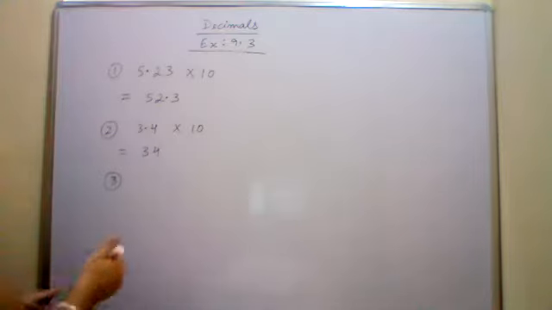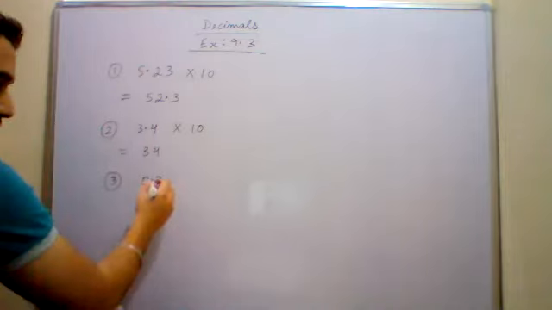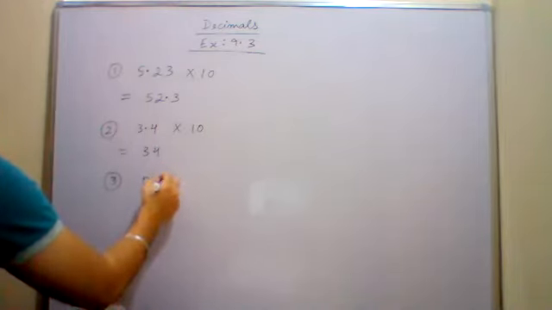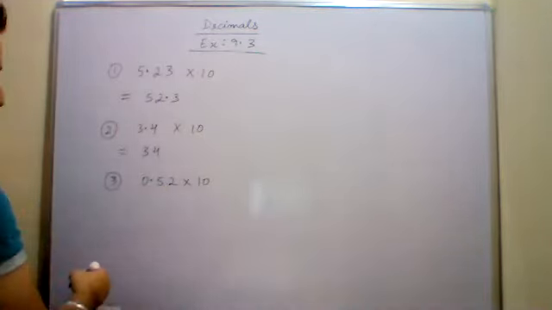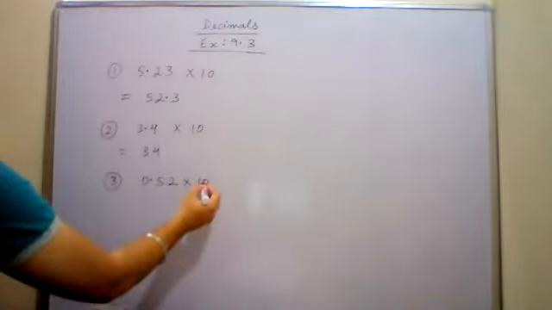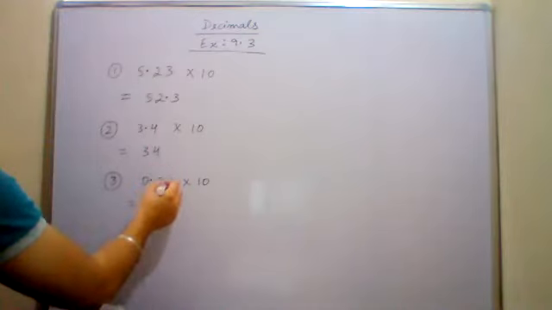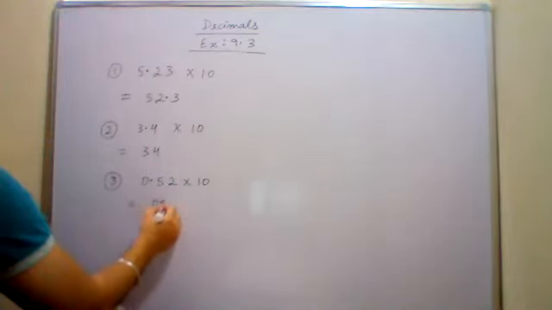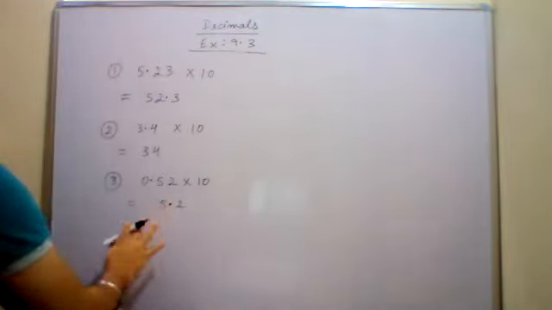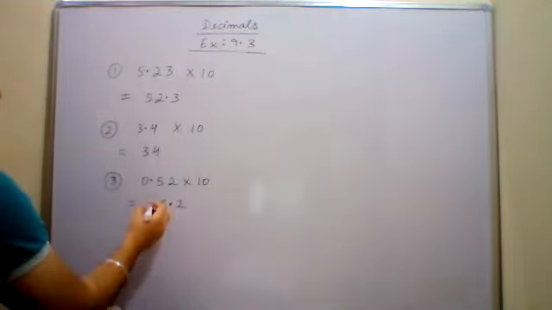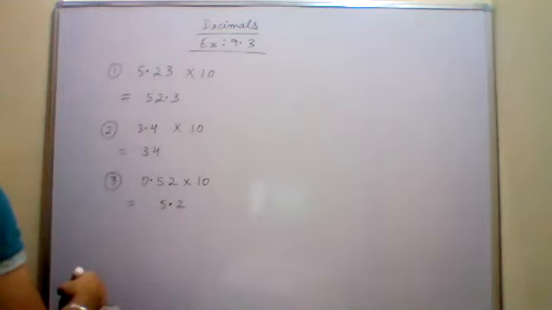Third question, 0.52 multiplied by again 10. Now again the number is multiplied by 10. So when you multiply a decimal number by 10, you move the decimal one place to the right. So this becomes 05.2, or only 5.2, they are the same thing. You can write it as 05.2 or you can simply write it as 5.2. Both are the same.